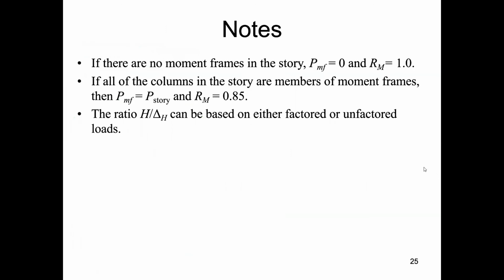Notes: if there are no moment frames in the story, P_mf equals 0 and R_m equals 1. If all of the columns in the story are members of moment frames, then P_mf equals P_story and R_m equals 0.85. The ratio H over delta H can be based on either factored or unfactored loads.